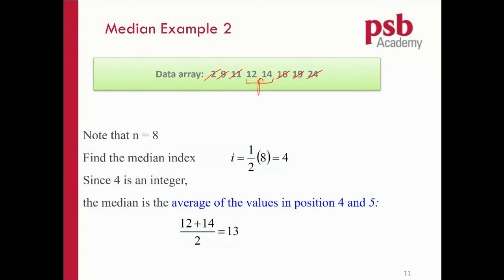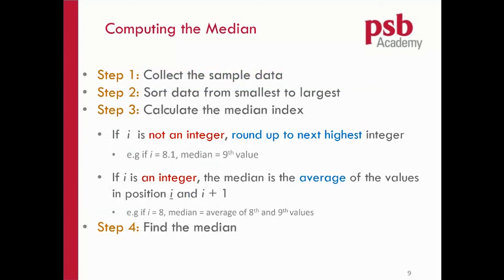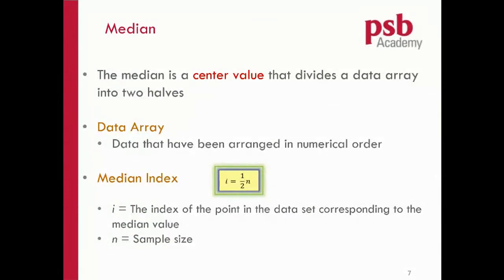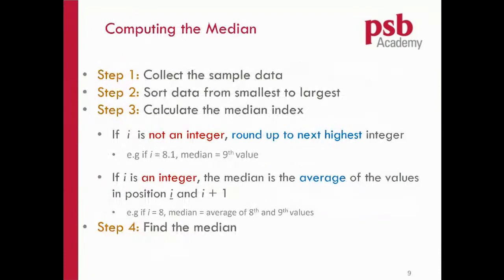Now I'm going to show you the other way of finding the median, using a formula. Why do you need to know this formula? Because we need to find location later. We need to use this formula in a later part. This formula is called the median index, half n, and this is I. So this is a rule. We are going to look at the example, then we come back here.